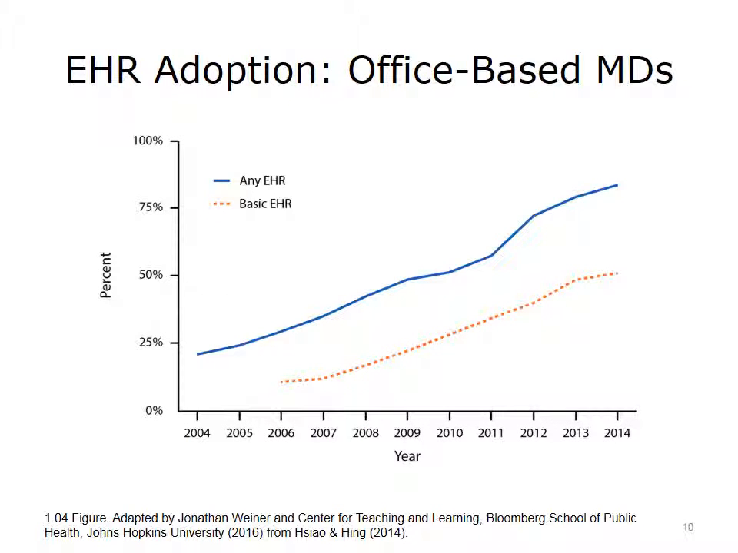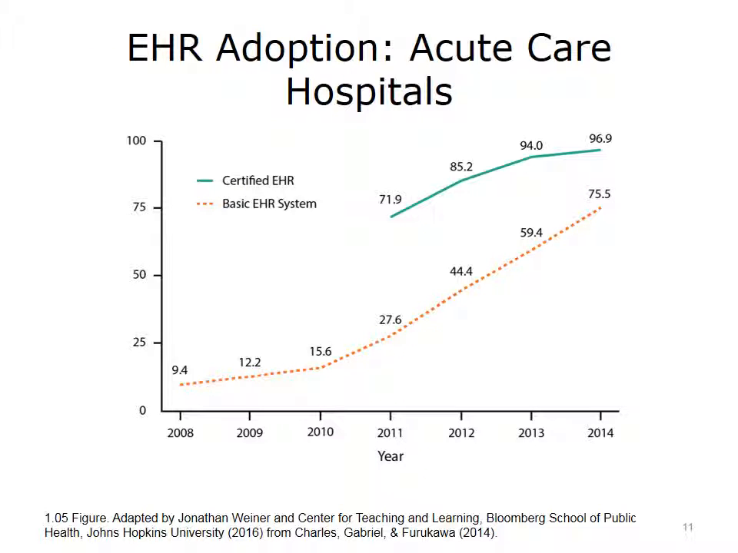Shown here is the growth rate of electronic health record adoption by office-based medical doctors, in terms of what is defined as both basic and comprehensive. In this case, comprehensive includes not just the charting function of the electronic health record, but also clinical decision support, computerized provider order entry, such as e-prescribing, and some interoperability across providers in the community. The basic would include mainly medical charting. A similar growth rate for acute care hospitals is shown here.